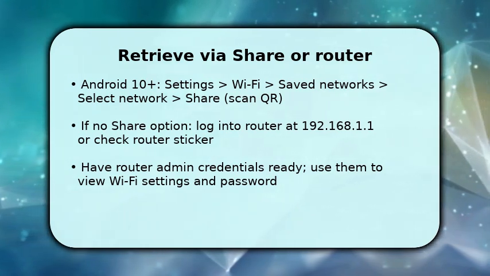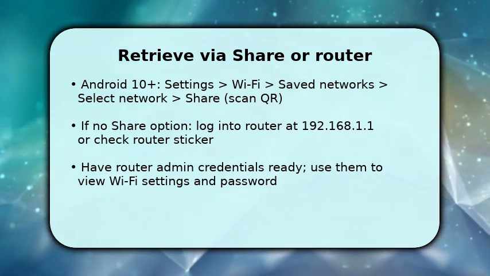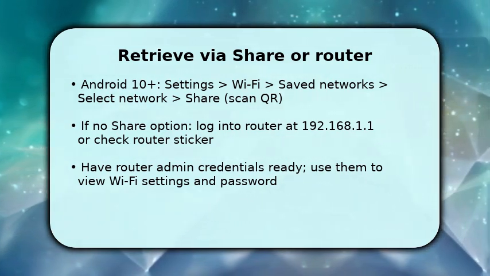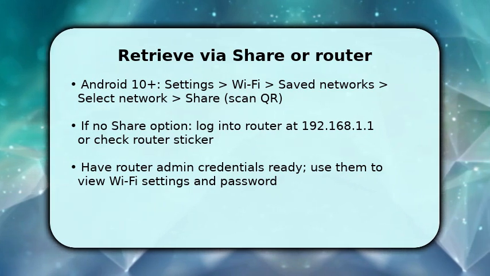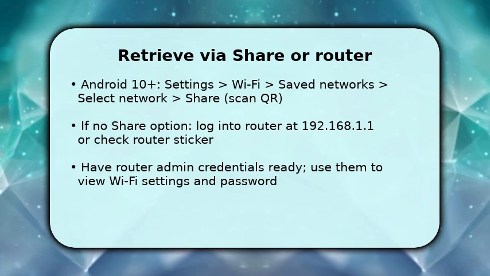If Share is unavailable, make sure you can access the router. Open a browser, go to 192.168.1.1, log in with the router admin account, and view the wireless settings to read the password. This alternative works without root.